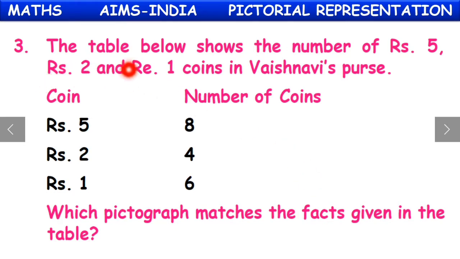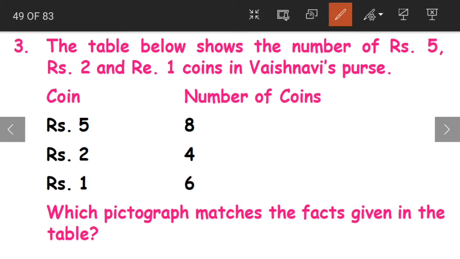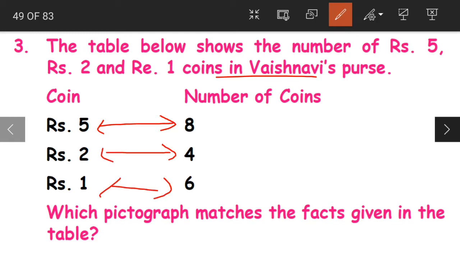Question 3. The table below shows the number of 5 rupee, 2 rupee and 1 rupee coins in Vaishnavi's purse. Which pictograph matches the facts given in the table? So from these three, you have to choose only one. Our Vaishnavi has 8 5 rupee coins, 4 2 rupee coins, and 6 1 rupee coins.